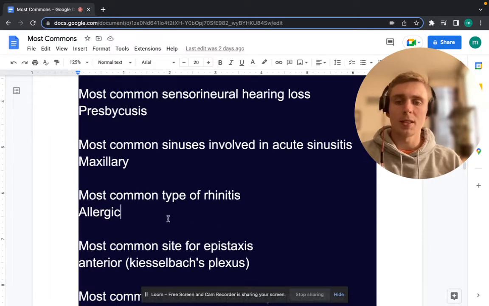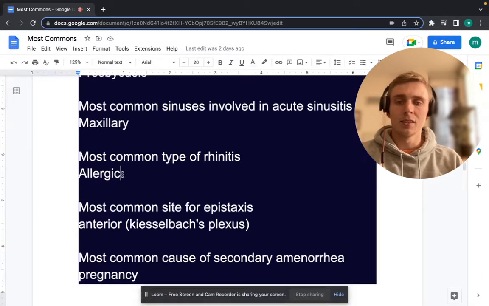So what's the most common type of rhinitis? So that's going to be allergic rhinitis. So the most common type of rhinitis is allergic rhinitis. And where else do we see allergic rhinitis as well? So the atopic triad. So what's the atopic triad? Allergic rhinitis, eczema, and asthma. So allergic rhinitis, eczema, and asthma. And remember, eczema is atopic dermatitis.